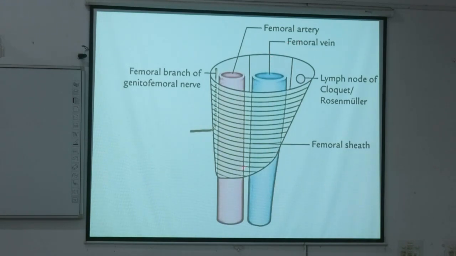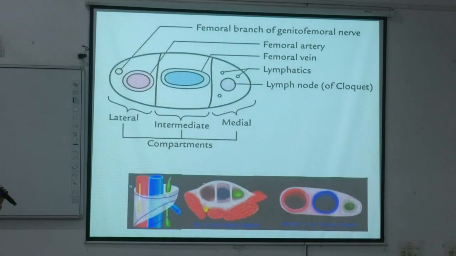This is the vein, and the medialmost compartment is known as the femoral canal, which is containing the deep inguinal lymph node. This lymph node is known as lymph node of Cloquet or Rosenmuller. Okay. Next, just see here different views. This is a schematic diagram. You practice a schematic diagram like this, femoral sheath. Previous one and this one.